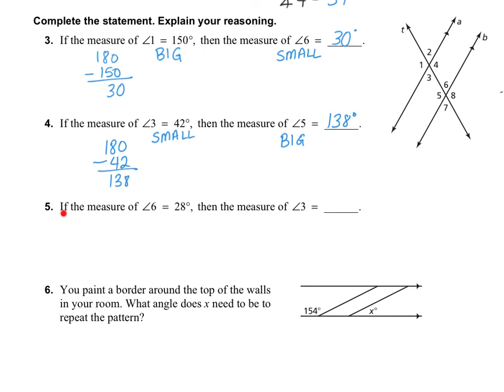Okay, number 5, if the measure of angle 6 is 28, so let's find angle 6. Angle 6 is a small angle. We want to find the measure of angle 3. So the small angle is 28. Oh, I have another small angle. So that means that since they're both small, then I don't have to do any math. I don't have to do any work. I know that it's going to be exactly the same. So this is 28 degrees.